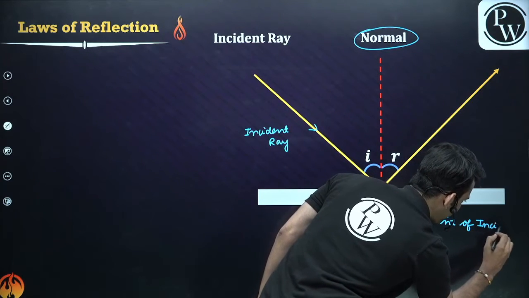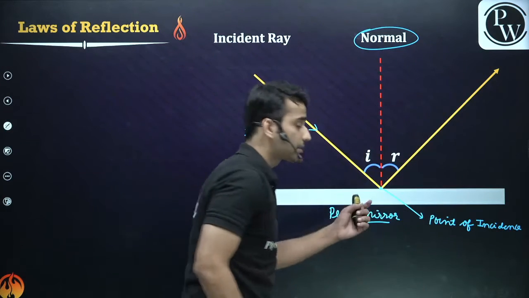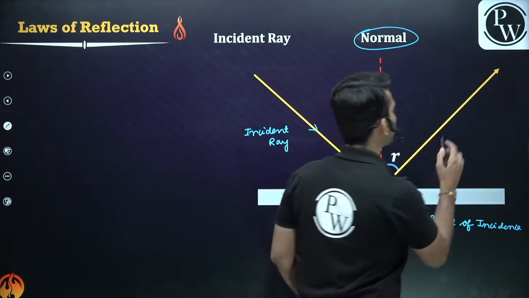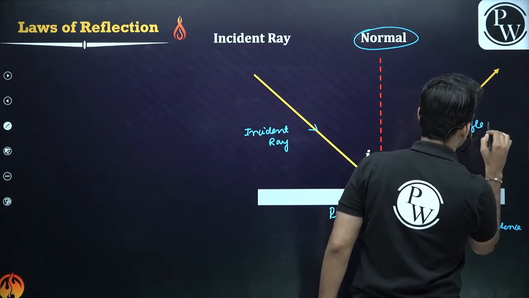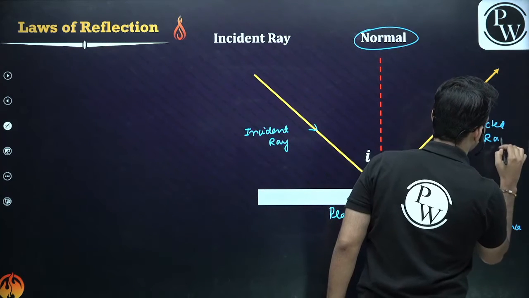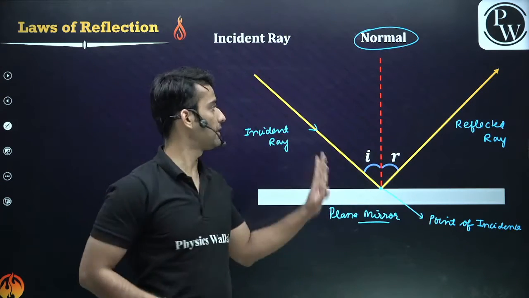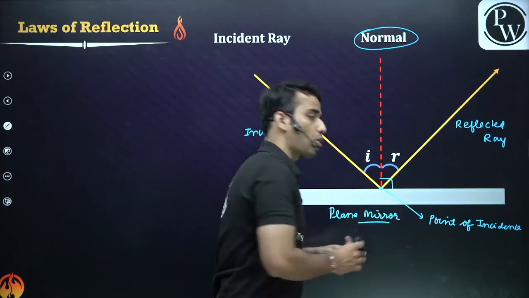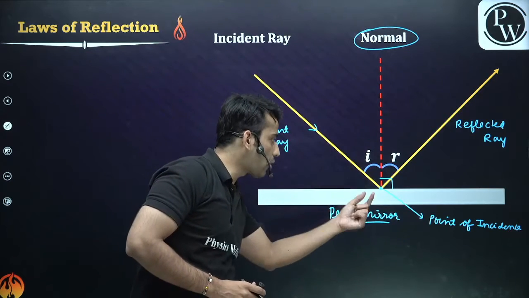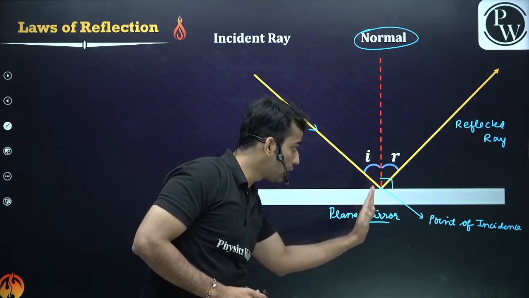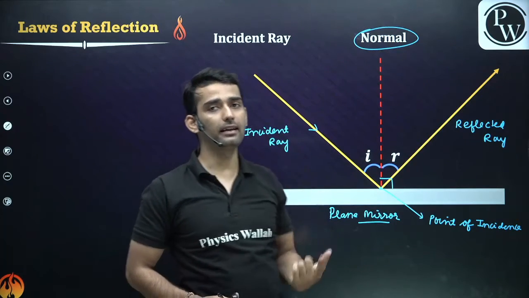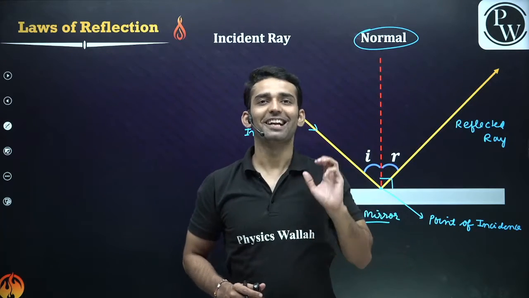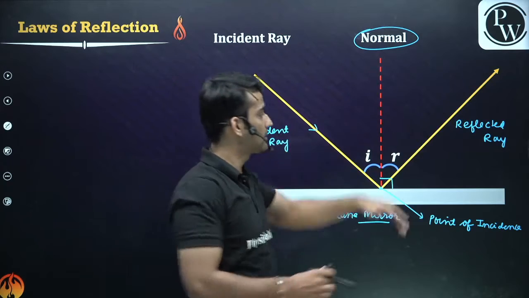Point of incidence, guys. So this surface has reflected this light towards here. So this is our reflected ray. This is our refracted ray. So guys, basically we have three things. First is the incident ray. Second is the normal. Normal means any line drawn, I repeat, any line drawn at the point of incidence normal to the surface. Normal means at 90 degrees. So if I draw any line at 90 degrees to the surface at the point of incidence, that line is said to be normal. And this is our reflected ray.